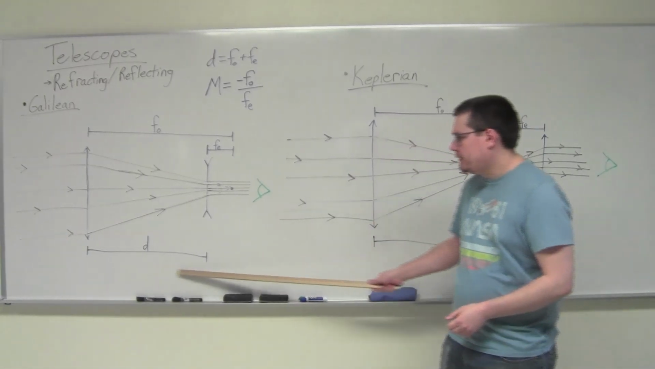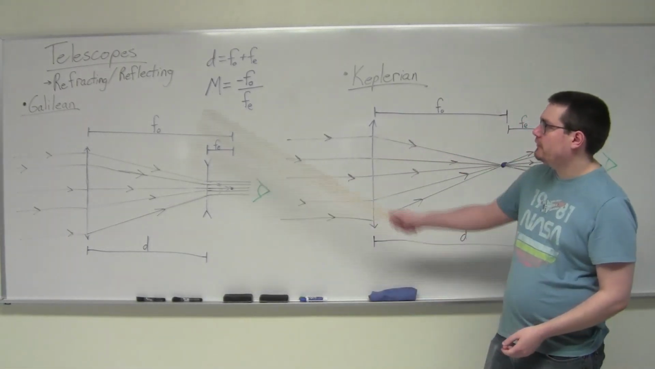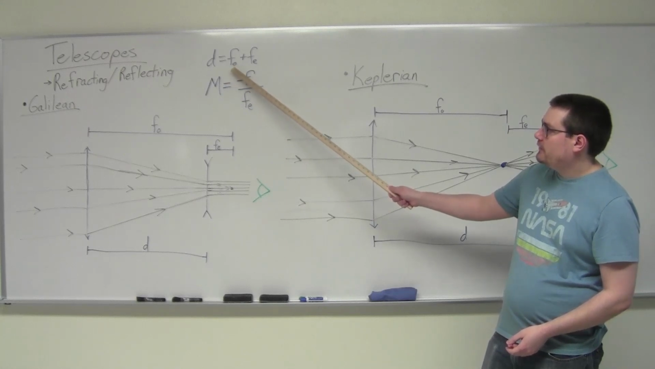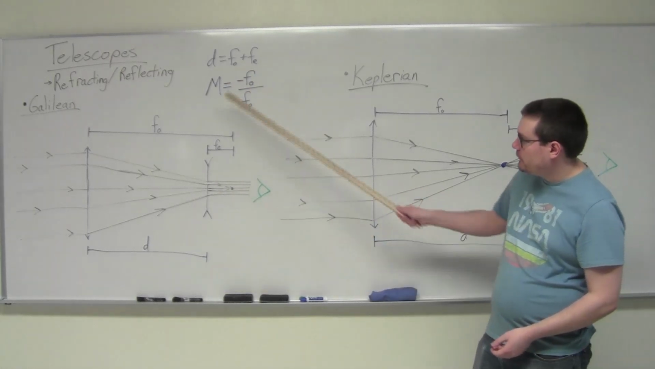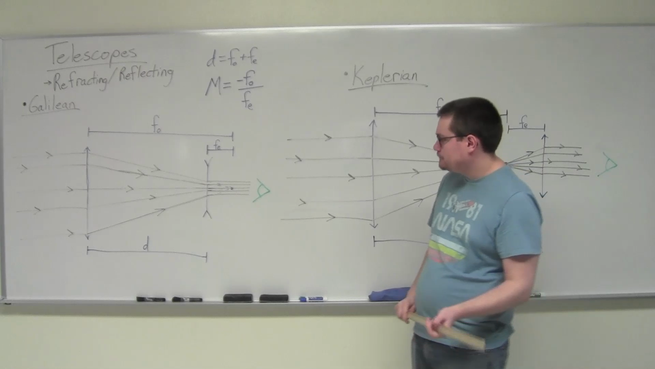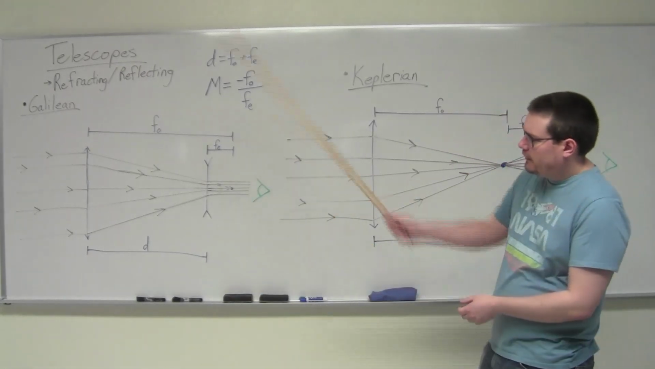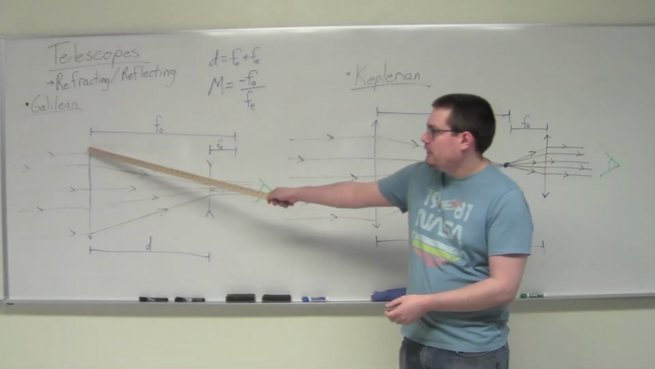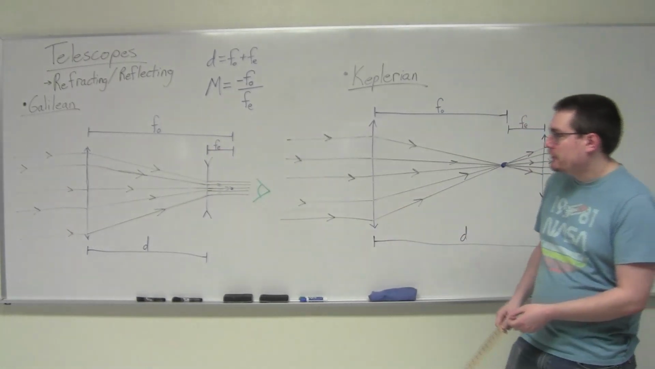And then the tube length, or the length of the telescope tube, is given just by the distance between the two eyepieces, or adding up the two focal lengths. So using this is known as the Galilean telescope: a converging lens and a diverging lens.